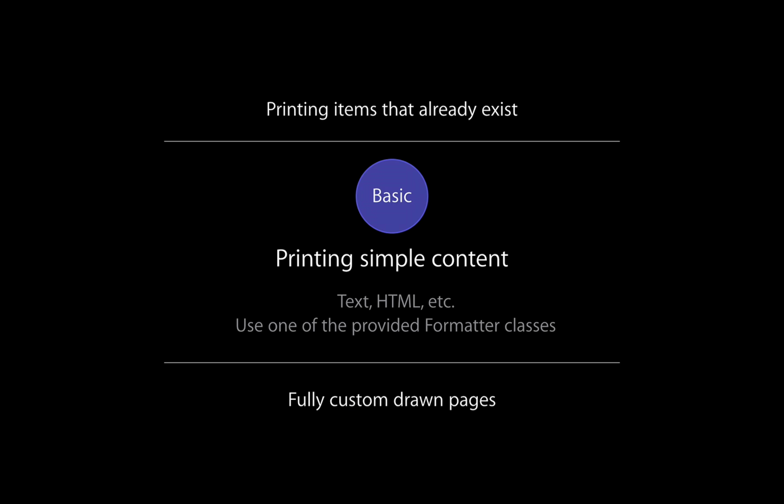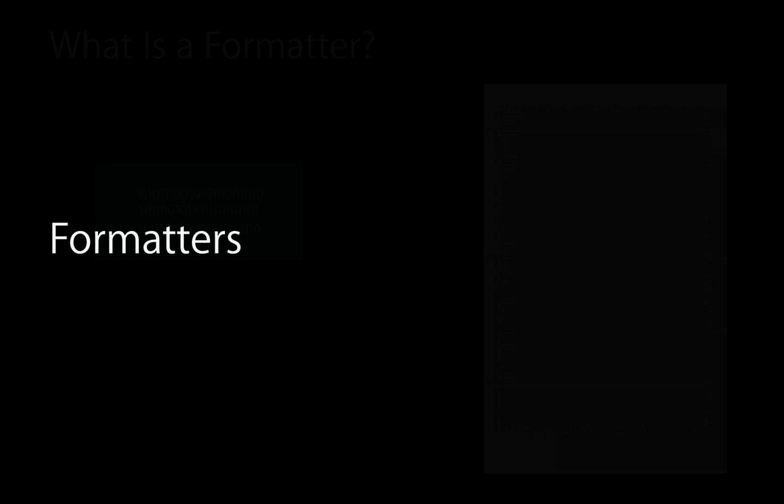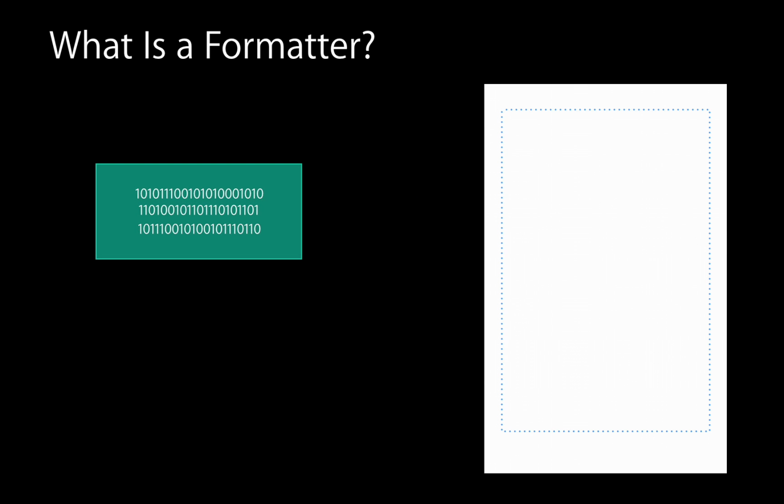Next is basic, printing simple content. If you have just text, or if you've written your whole print layout in HTML, you'll just use one of these provided formatter classes. So formatters is what we'll be using. Now, what is a formatter? It's pretty basic. It just basically takes, in the abstract sense, some data in your app and some rectangle on the outputted sheet of paper, and it knows how to format it. So it's pretty basic.